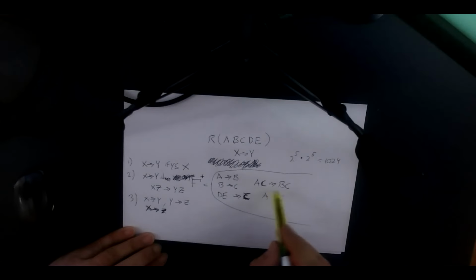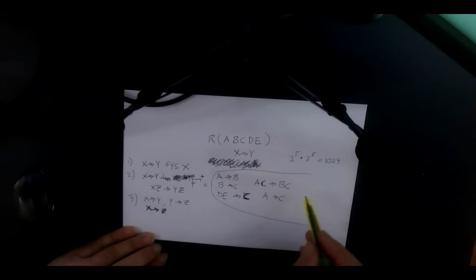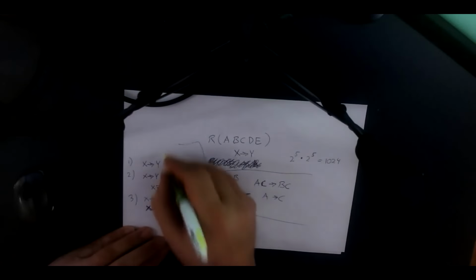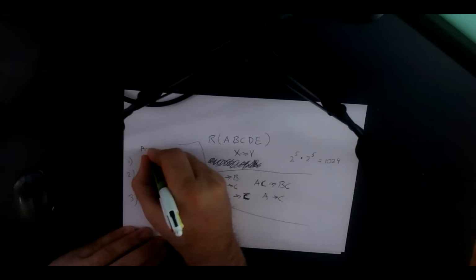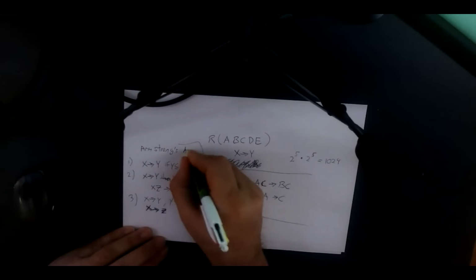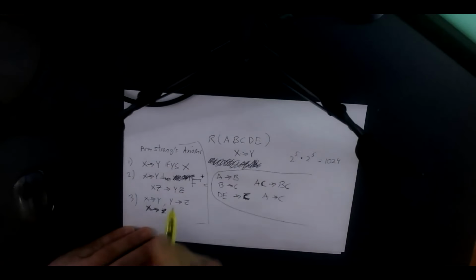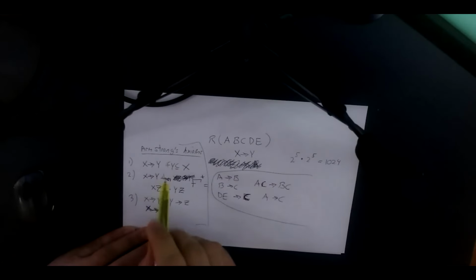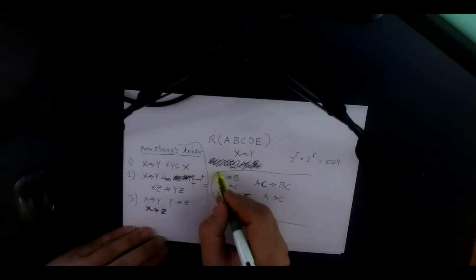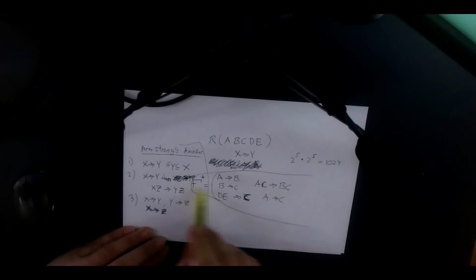We have a whole bunch of augmentation ones. AC goes to BC. Actually, it may not be that hard to write off the non-trivials. But the key point is this: these are Armstrong's axioms. These right here constitute a sound and complete characterization of how to compute closures over a set of functional dependencies.